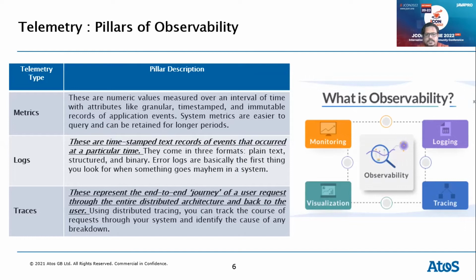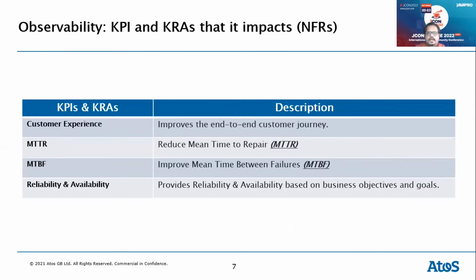So these are the key elements. Then there are the KRAs and KPIs that observability impacts. You have user experience, as we have been seeing. It is something that would drastically improve if you have the intelligence and the predictive capability. It will give you advanced warning in terms of what issues and problems are coming in.